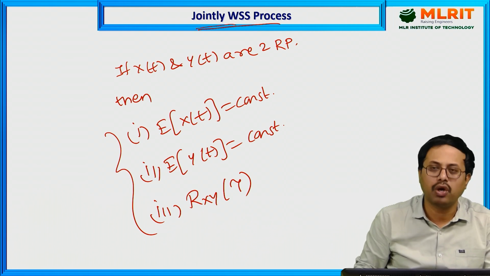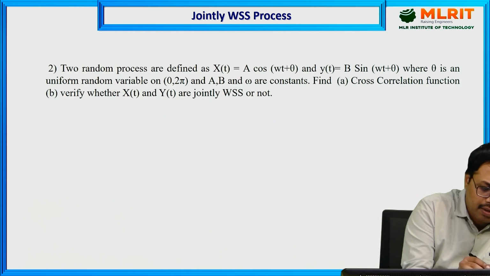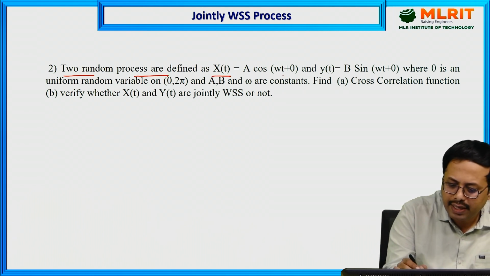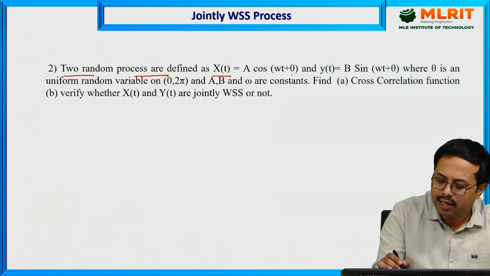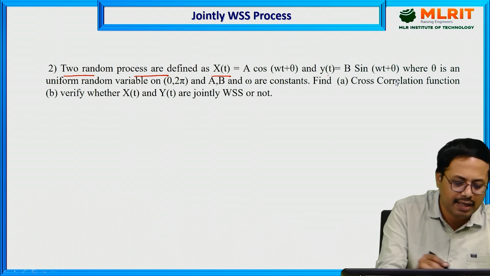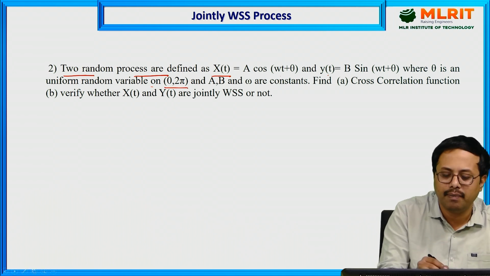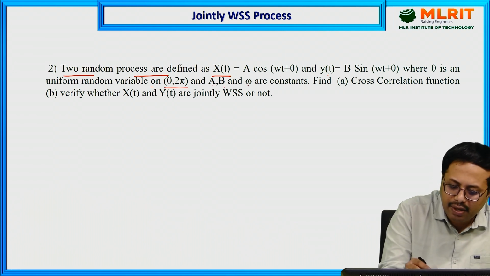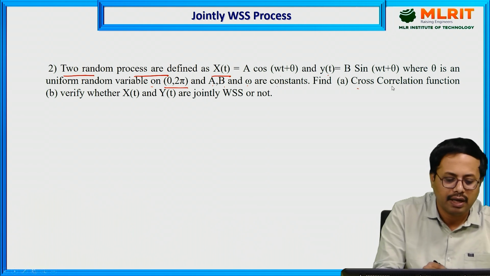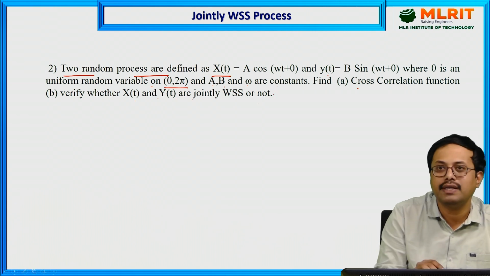Now we will discuss a problem related to this concept. Two random processes are defined: x of t equals a cos(omega t plus theta) and y of t equals b sin(omega t plus theta), where theta is a uniform random variable defined over the interval 0 to 2 pi. Here a, b and omega are constants. Find the cross correlation function and verify whether x of t and y of t are jointly wide sense stationary or not.